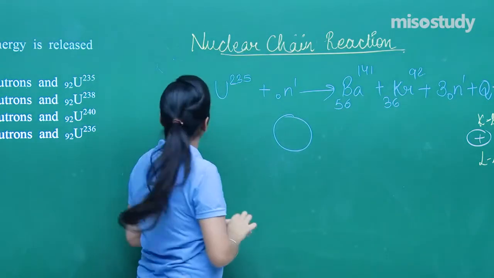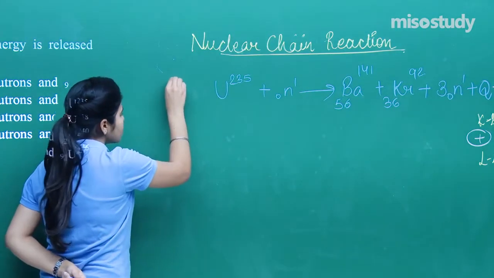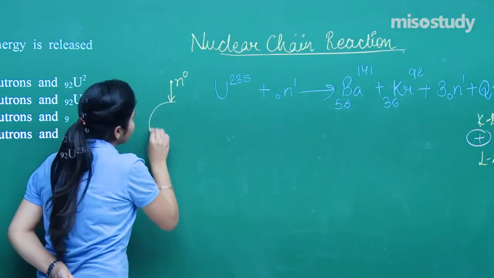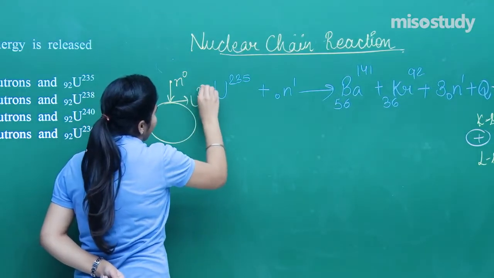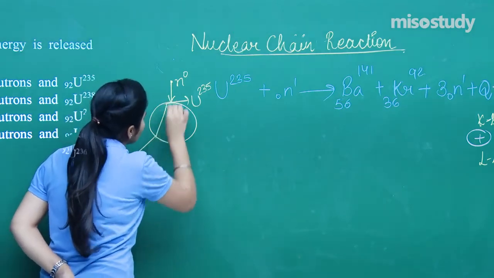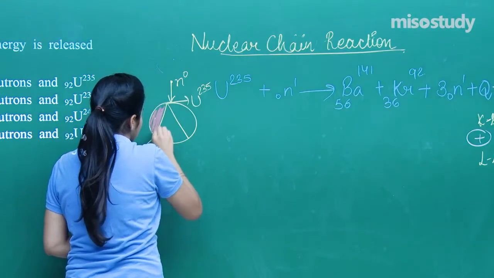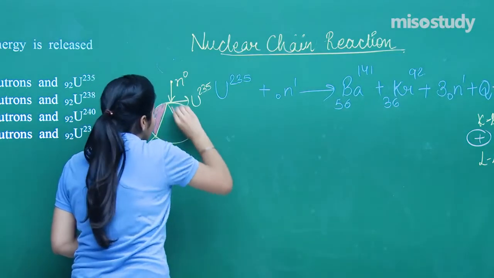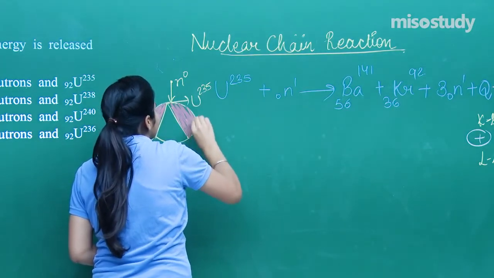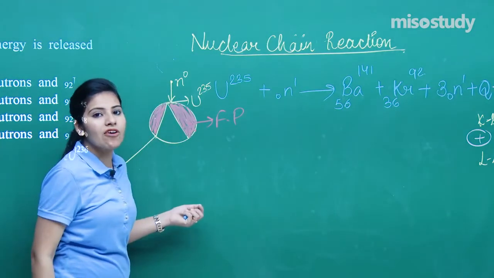Let me make this more clear to you by drawing it here. If one neutron is coming and hitting a U-235 isotope, in that case you will see these two will become the fission products. That means these are nothing but the barium and krypton that we have shown in the reaction. So these are your fission products. I am writing it as Fp.